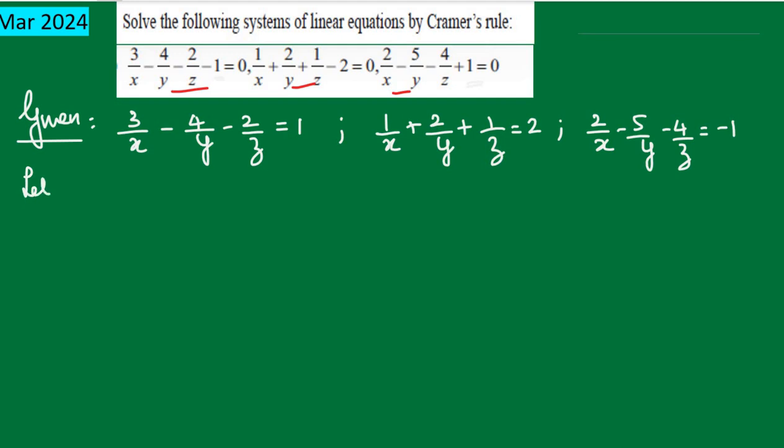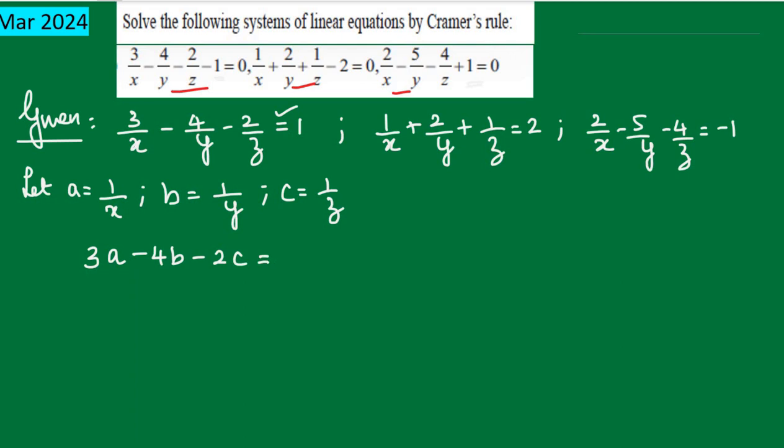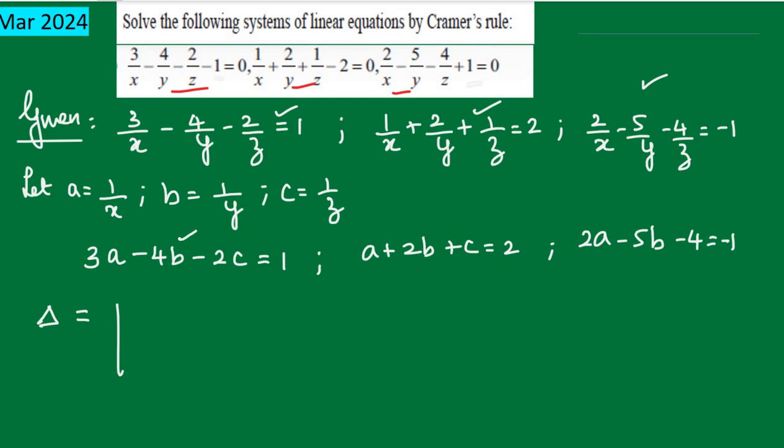Now let me simplify the given equations by taking a is equal to 1 by x, b is equal to 1 by y and c is equal to 1 by z. The first equation can be written as 3a minus 4b minus 2c is equal to 1. The second equation can be rewritten as a plus 2b plus c is equal to 2. And the third equation can be rewritten as 2a minus 5b minus 4c is equal to minus 1. We rewrite the given 3 equations. Now we find what is delta from this. Delta is the coefficients of x, y, z in the first equation.